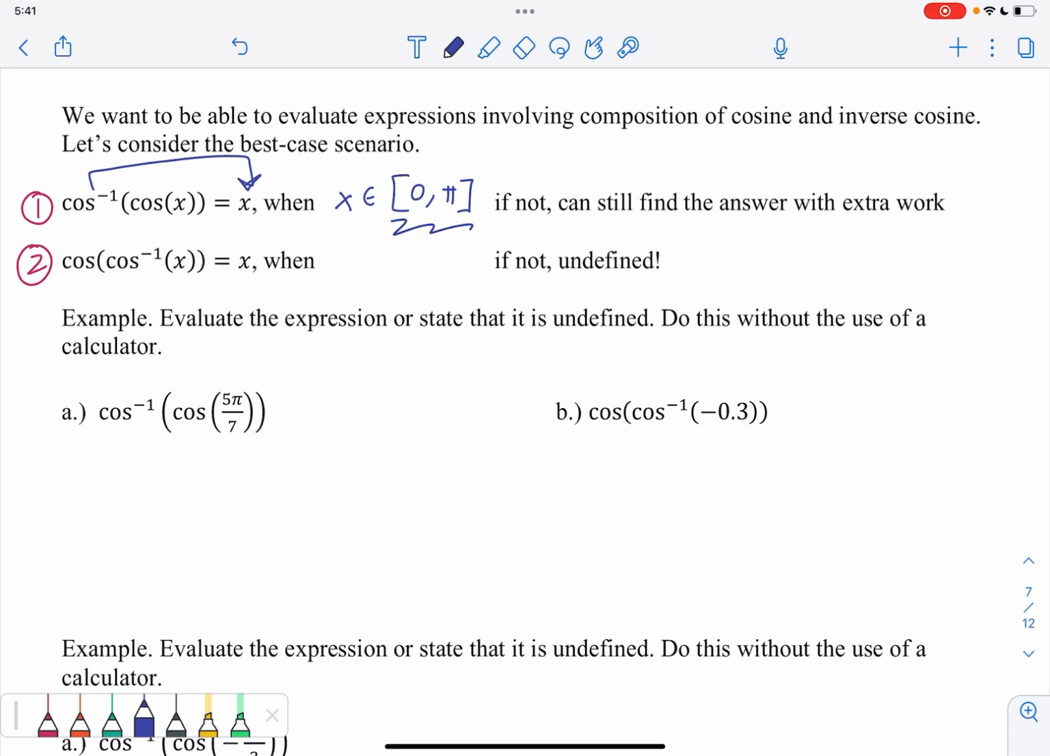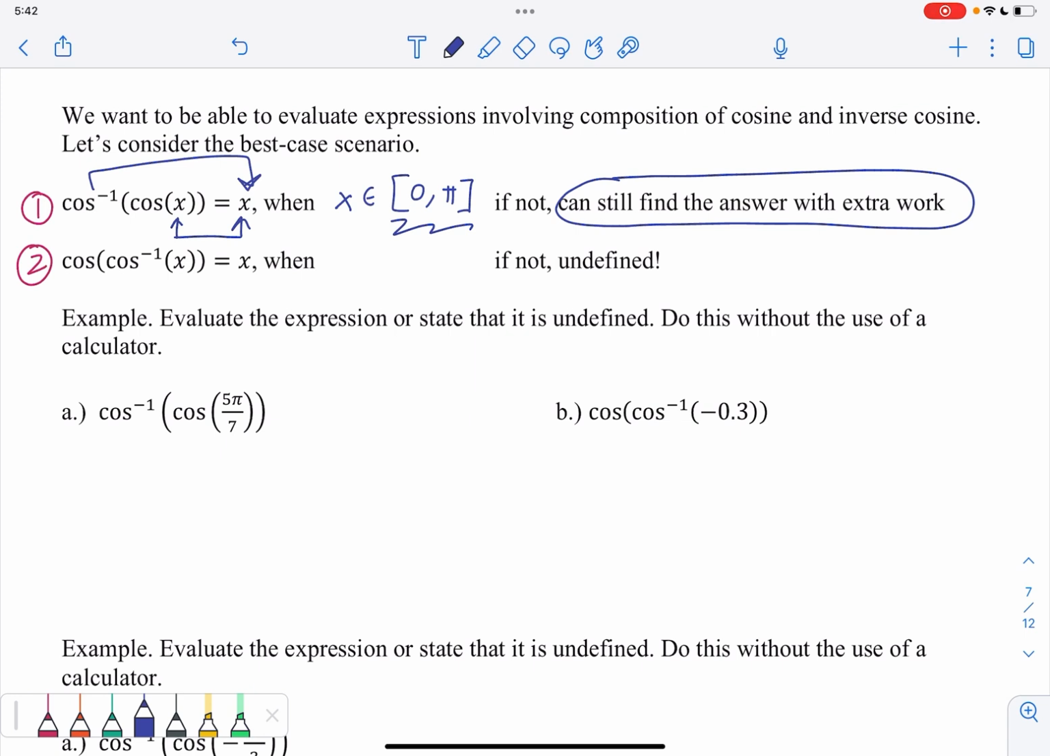And so this x has to start out between 0 and pi if I want them to match. So if I look at that input angle and I go, that's between 0 and pi, I automatically know there's no work to be done, and I know what the answer is going to be. So I'm all set. Now, if this is not the case, I can still find the answer, but with some extra work. Okay. What about if cosine is on the outside?